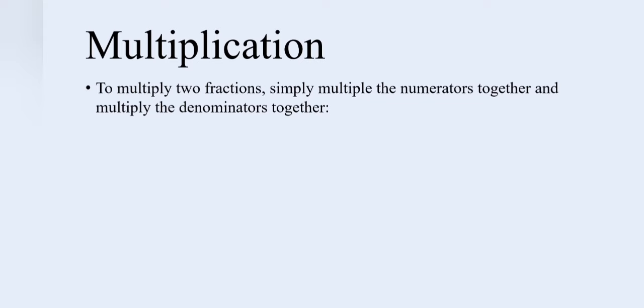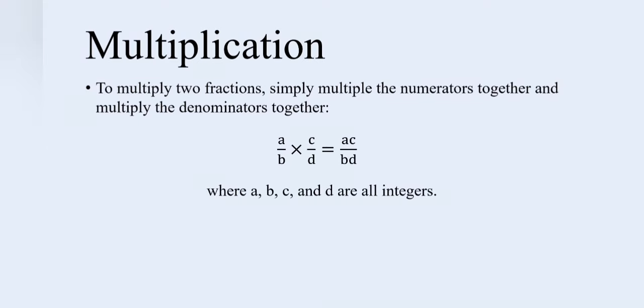Now, to multiply two fractions, simply multiply the numerators together and multiply the denominators together. So, in other words, a over b times c over d is equal to ac over bd, where a, b, c, and d are all integers. So, for example, 1 over 2 times 3 over 4 is equal to 1 times 3 over 2 times 4, which is equal to 3 over 8.